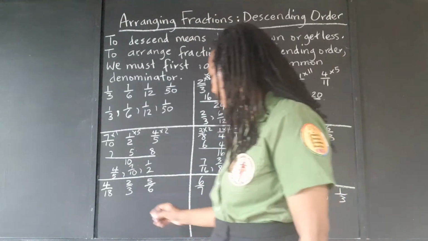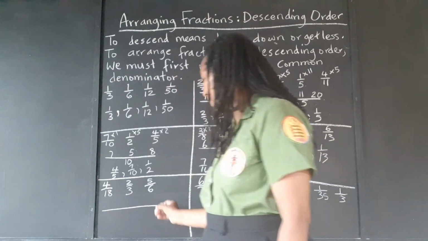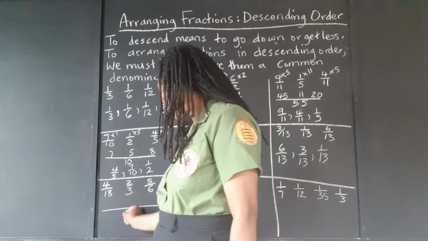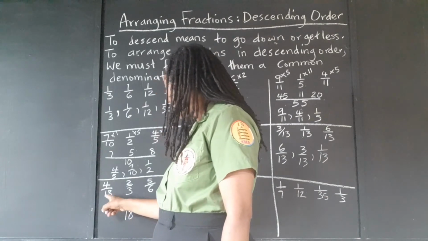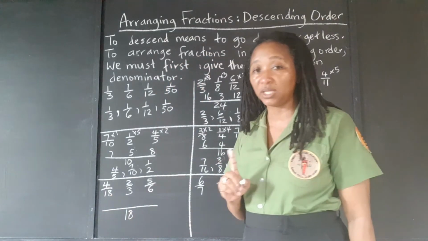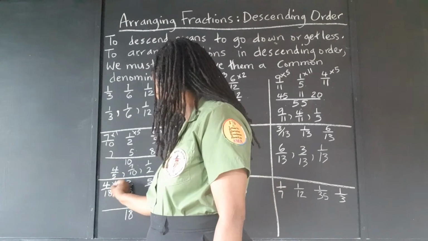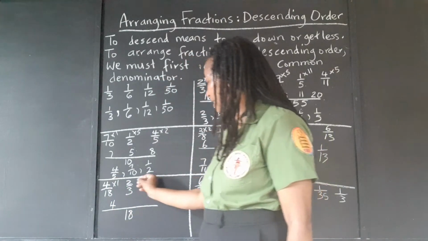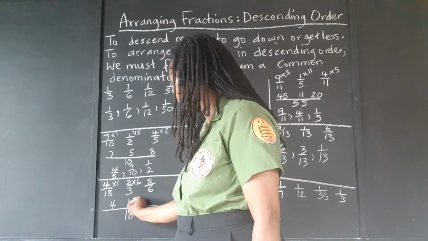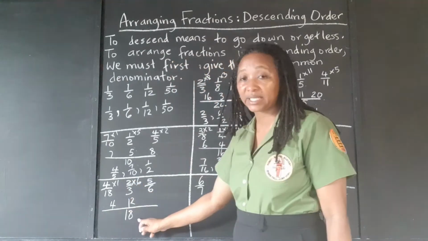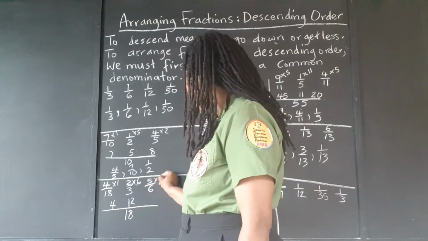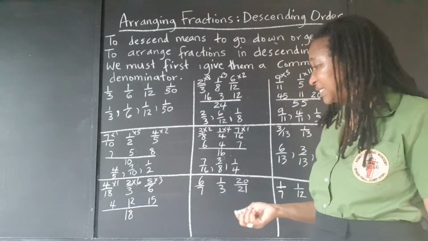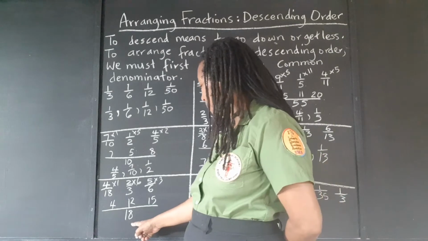Okay. The LCM of 18, 3, and 6 is 18. 18 goes into itself once. 4 times 1 gives 4. 3 goes into 18 6 times. 2 times 6 gives 12. 6 goes into 18 3 times. 5 3s are 15. By comparison, we see that the 15 over 18 is the biggest one.